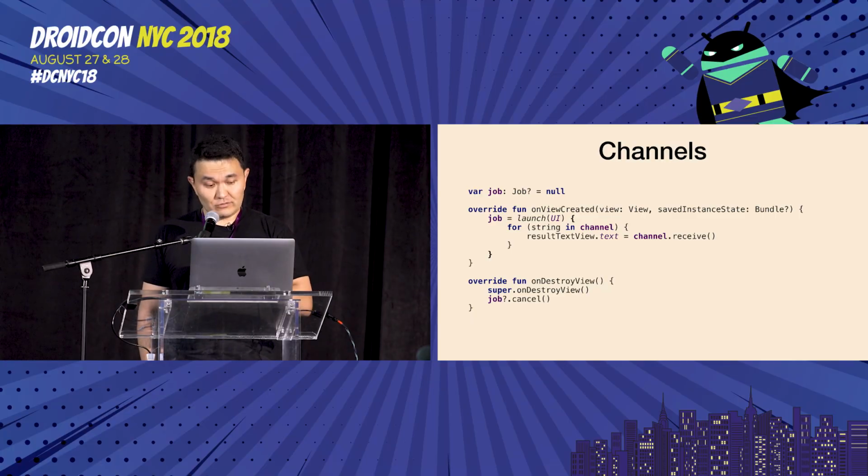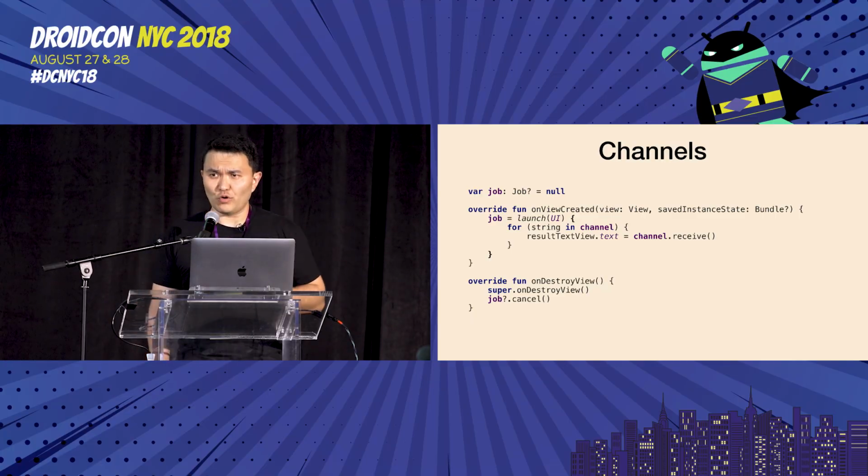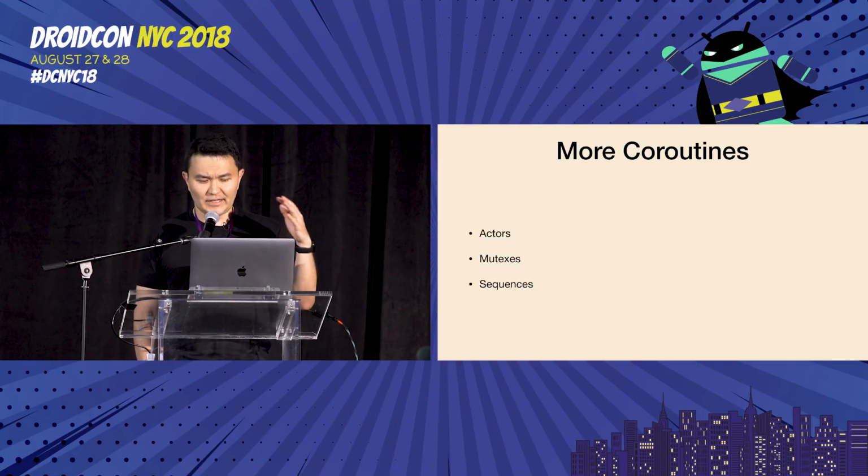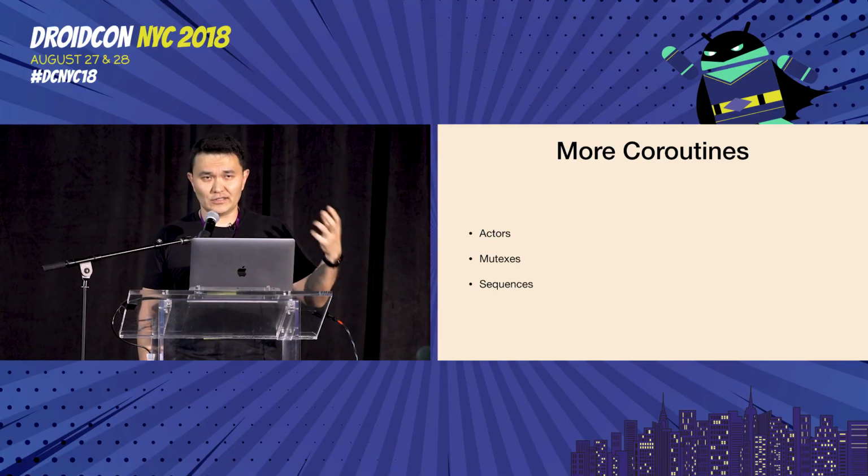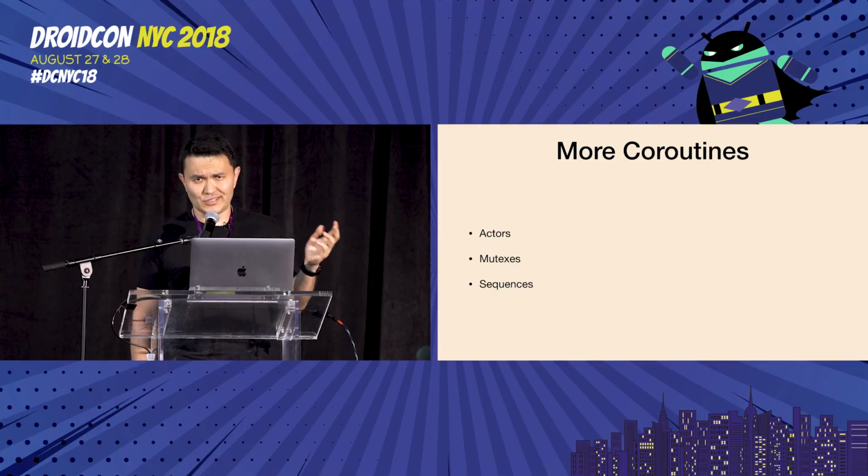All right, so there is more to coroutines. There are actors, mutexes, and sequences. The actors are similar to channels. They just have an associated channel in the actor. And the mutexes, you probably all have taken the operating systems course. And there is also something called sequences.